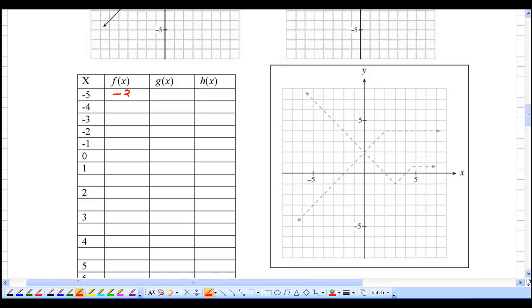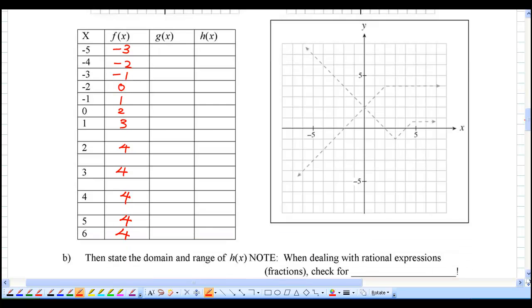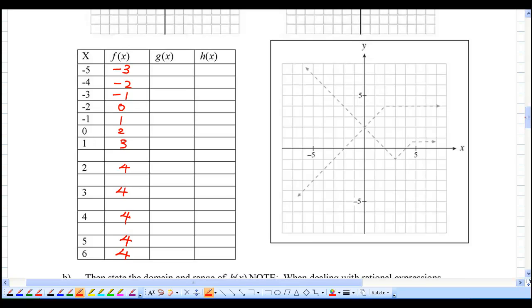Okay, we'll do this, negative 3, negative 2, negative 1, 0, 1, 2, 3. And I left something blank, so we'll go back to that, okay? So 4 for 2, 3 is also 4, 4 is also 4, 5 is 4, 6 is 4, okay? I'll come back to those blanks, all right? Stay tuned. G of x, once again, I think it's 7, 6, 5, 4, 3, 2, 1, and then we had 0, then we had negative 1, then it was 0, then 0.5, 0.5.